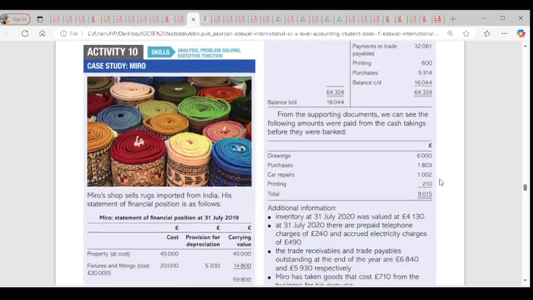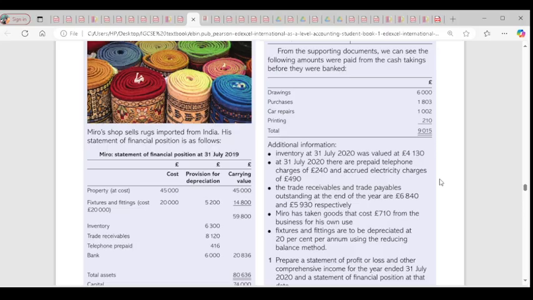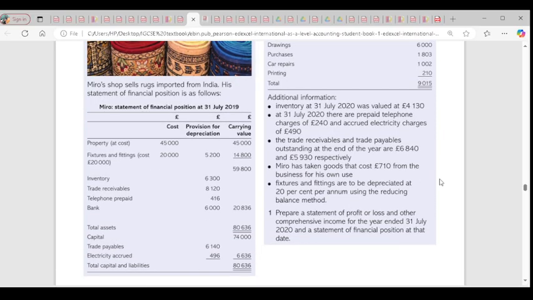You have to go back again to check. Opening inventory is 6,300. Then we have purchases, which is 31,851, which we take from trade payables. Then we have less closing inventory, which is in the additional information, 4,130. So 6,300 plus 31,851 minus 4,130 equals 34,021.